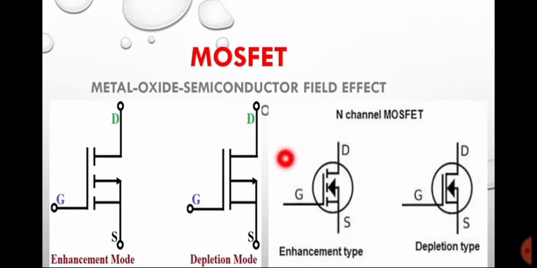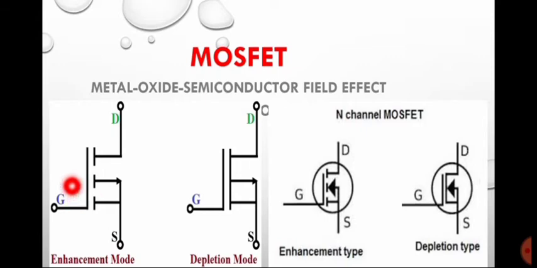Basically, MOSFET is divided into two basic types. First one is enhancement mode MOSFET, and second one is depletion mode MOSFET. Again, the enhancement mode MOSFET and depletion mode MOSFET can be divided into two types. First one is known as P channel, and second one is known as N channel. So how to identify P channel? If the arrowhead is in outward direction, then it is known as P channel enhancement or depletion mode MOSFET, and if the arrowhead is in inward direction, then it is known as N channel MOSFET.